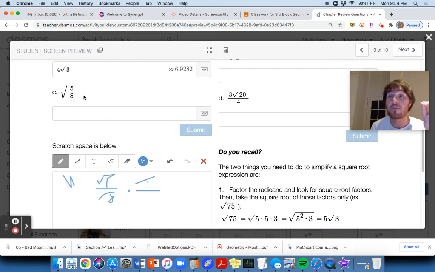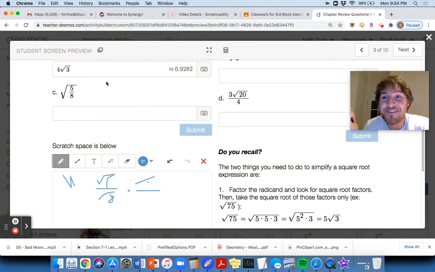Multiply by square root of 8 over square root of 8. I would get square root of 40 here. So remember, you can multiply square roots to one another. That's totally legit, totally allowed. Multiplication generally is pretty favorable, because square roots have to do with multiplication. So square root of 5 times square root of 8 is square root of 40. So you'd have square root of 40 over 8, not square root of 8 anymore.